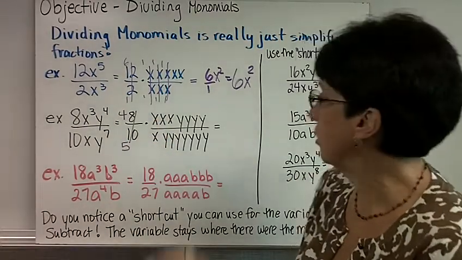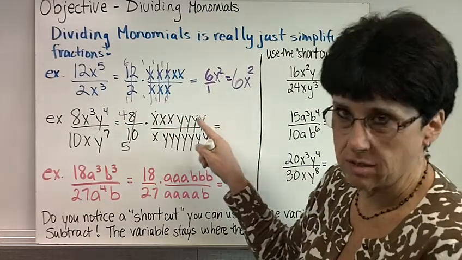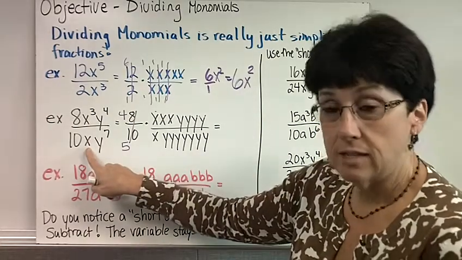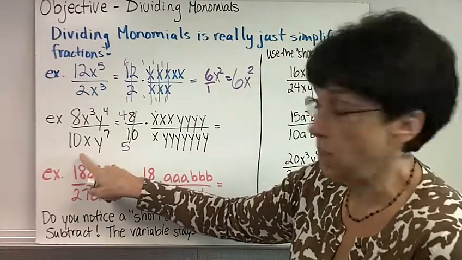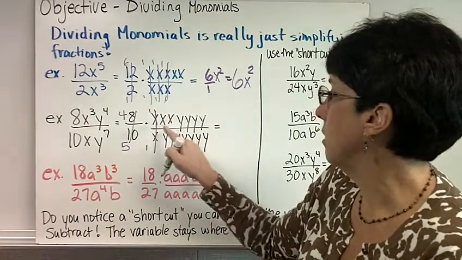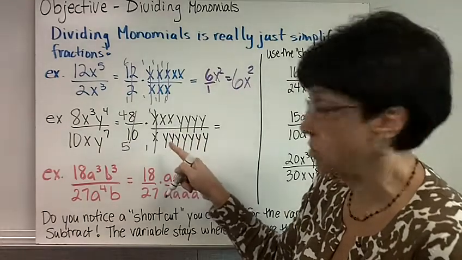Now let's simplify our variables. x over x. So I wrote 3 x's and 4 y's, just in case you didn't notice. 1 x and 7 y's. Remember, if it doesn't have an exponent, it's because it's just 1. There's only 1 x here. So x over x becomes 1. Now I don't have any x's to simplify with these in the denominator, so I can't do any more.